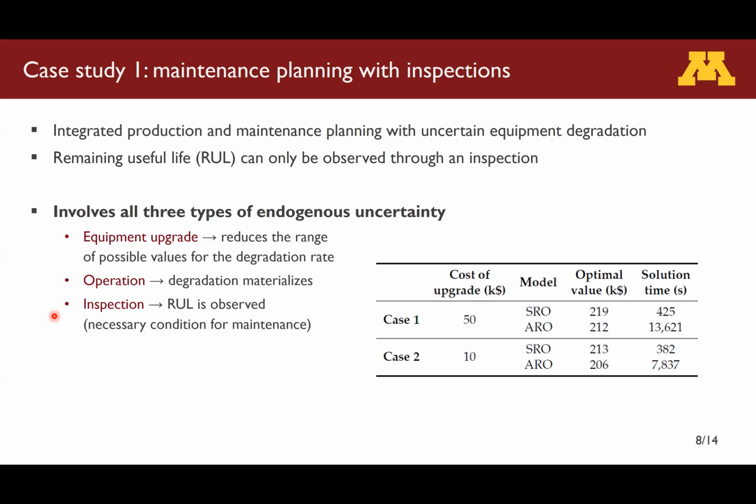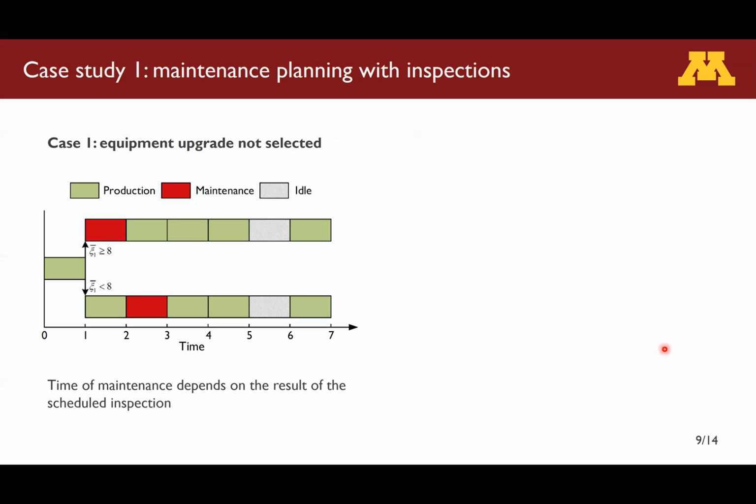We consider 2 cases. One with a high cost of equipment upgrade, the other with a low cost. And for each, we solve the problem with a static RO model and then with an adjustable RO model. So this really shows the value of recourse. You can see that the optimal value improves when we have recourse, but it also comes at a computational cost.